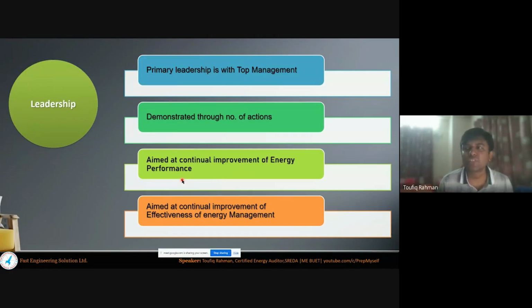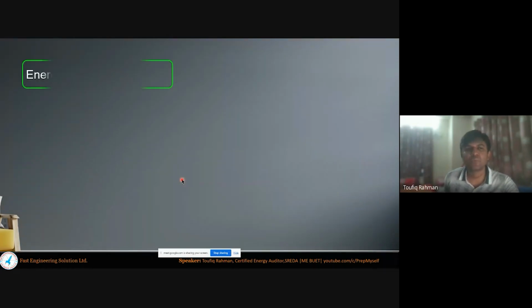If I go out of the room, then the top management has other leadership. So in his jurisdiction, everyone has their own jurisdiction and has to have some leadership. No one enters into his leadership role. So if the top management gives the leadership to everyone, then it will be a success. The energy management system will be in a successful position.